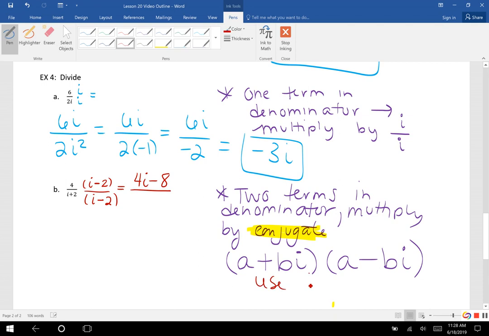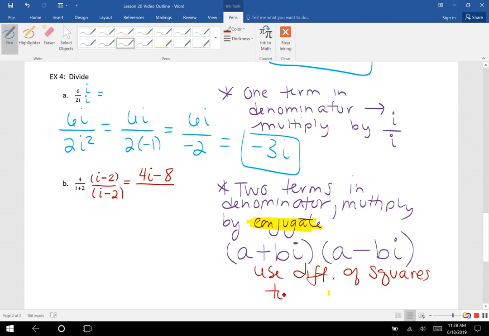That's actually why multiplying by the conjugate works in these problems. So what I mean by that is i plus 2 times i minus 2 should become an i squared minus 4. And then to finish, we are going to replace that i squared with a negative 1. So my denominator is negative 1 minus 4, or negative 5.